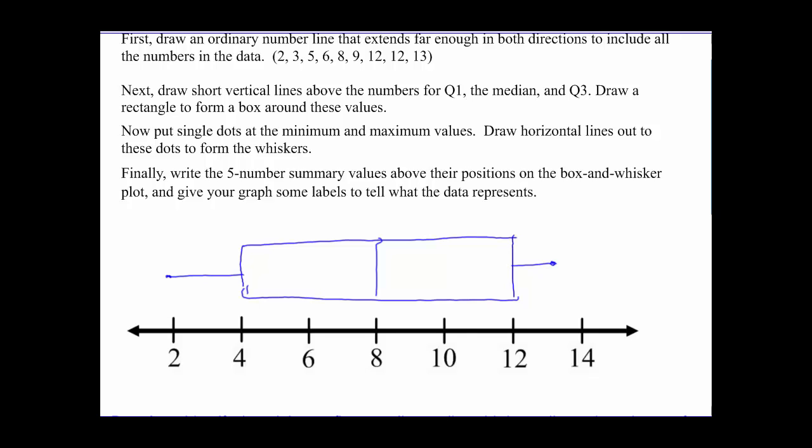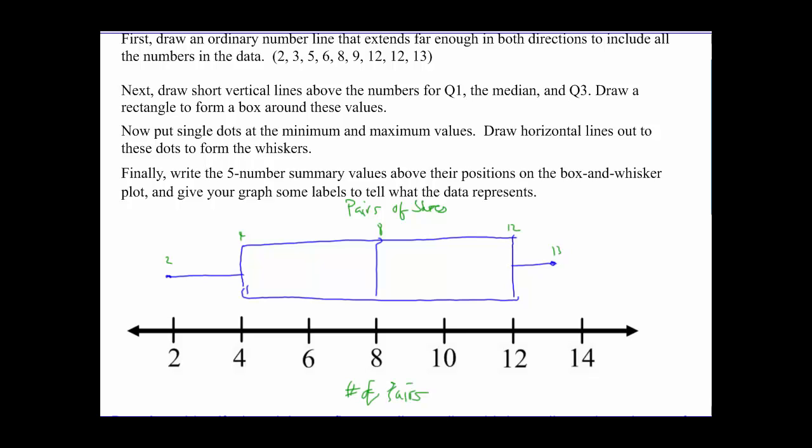One of the most important things is that because we are drawing the box, we need to write the 5-number summary values above the positions in the box and whisker plot, and then give our graph some labels and tell what the data represents. So this was 2. We have 4 for Q1, 8 was our median, 12 was our Q3, and 13 was our max. We could title this pairs of shoes, and then at the bottom label what the numbers represent. This is number of pairs.